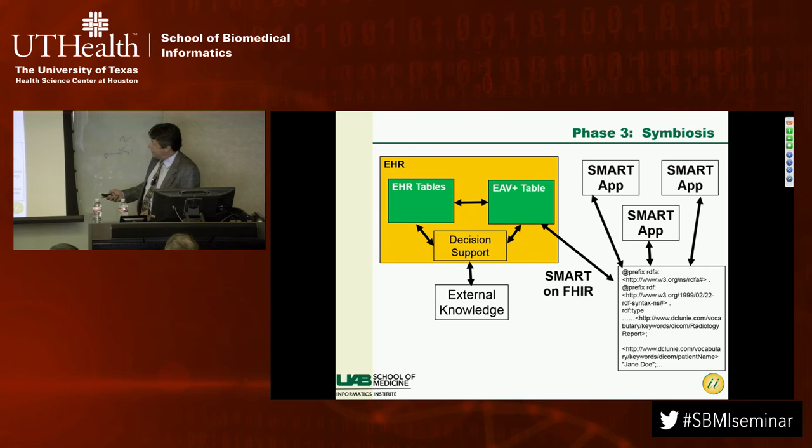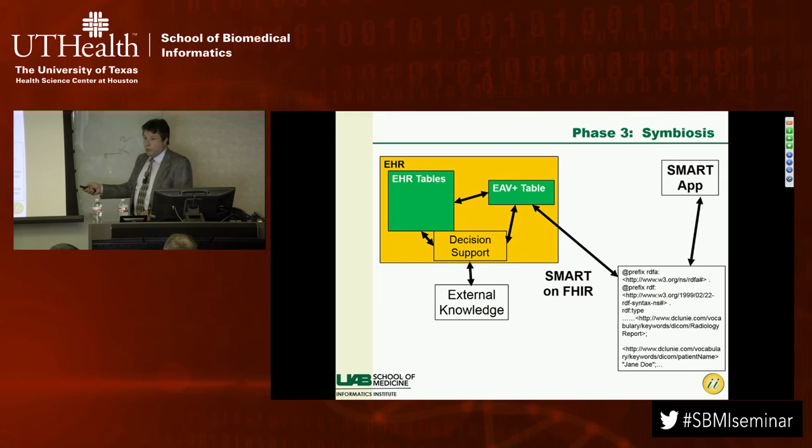The EAV table got smaller because now I put more data over here, and I don't have to rely on the EAV table so much. And the smart apps decreased too because now I can do more of the stuff in the EHR, and I don't have to have these external links. They didn't go away completely. We still have the mechanism to create new things, but it's a lot easier. So this is how we're going to evolve. And here's the metaphor for this.